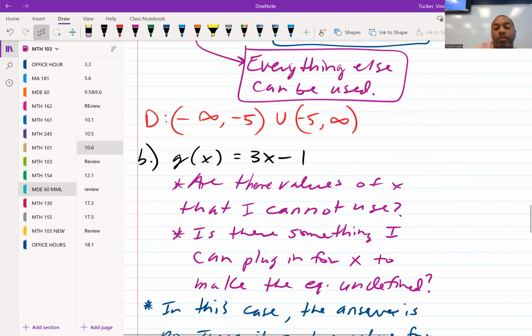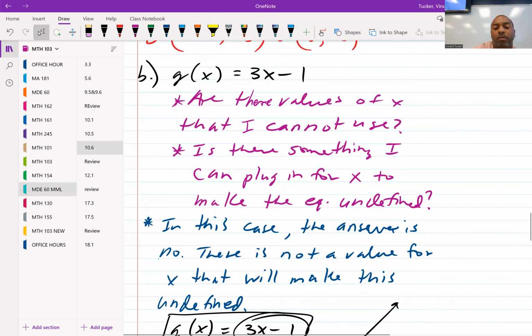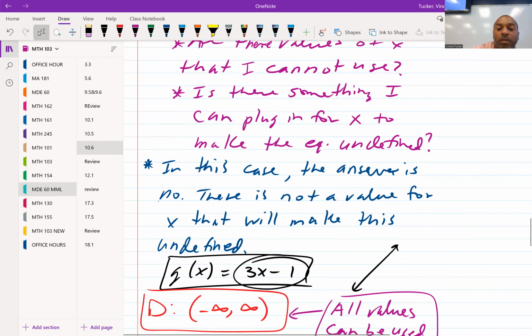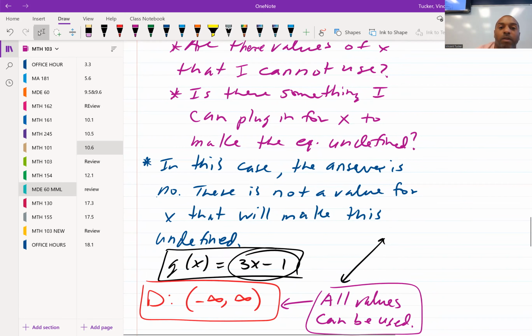Here, though, there's nothing you can do. It's just a regular equation. There's nothing that you can plug in that will make it undefined or unable to calculate. So you can plug anything into this equation. And since that is the case, our domain is going to be -infinity to infinity. All that means is all values can be used with no problem.